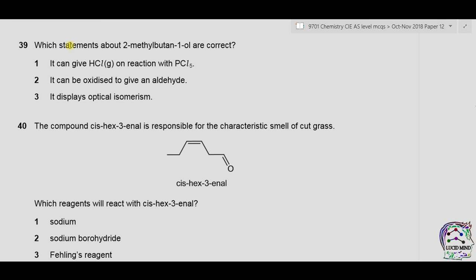Question 39. Which statements about 2-methyl-butane-1-ol are correct? Number 1, it can give HCl gas on reaction with PCl5. Now let's write 2-methyl-butane-1-ol. In butane we have 4 carbon atoms. 1-ol means that OH is attached on the first carbon atom, and on second carbon atom methyl group is attached. Rest are the hydrogen atoms.